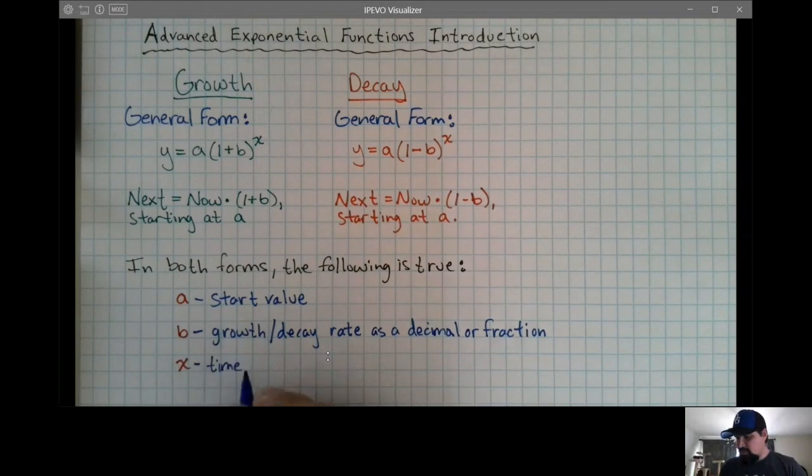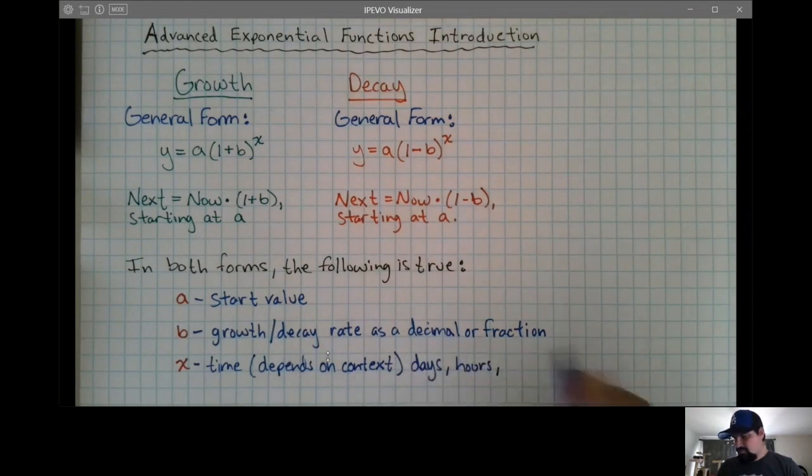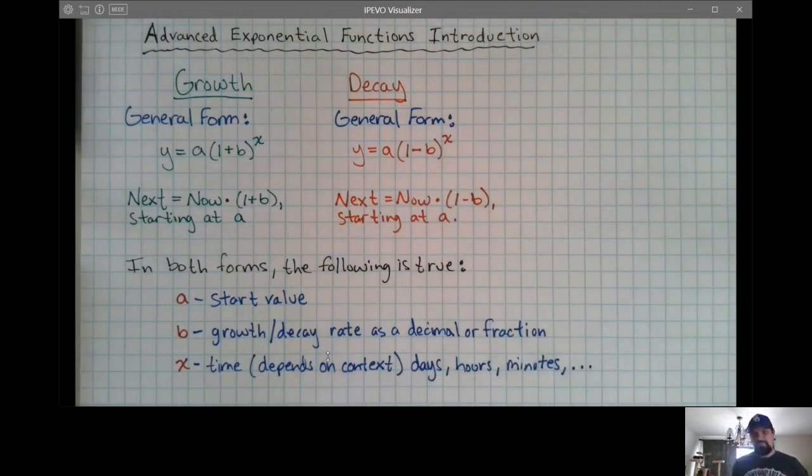Most of the examples we do here are going to have to do with time. And this will depend on the context. All right. But it could be days, hours, minutes, or any other unit of time that could come up within our context. But almost always x will be time.